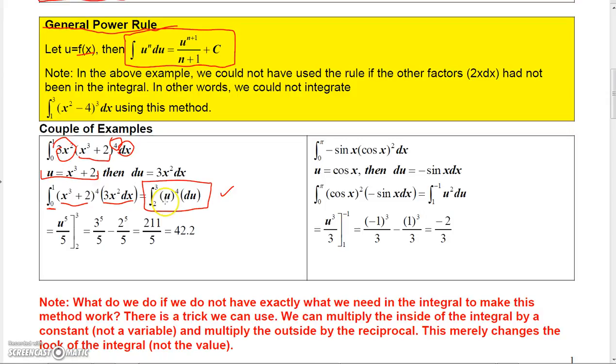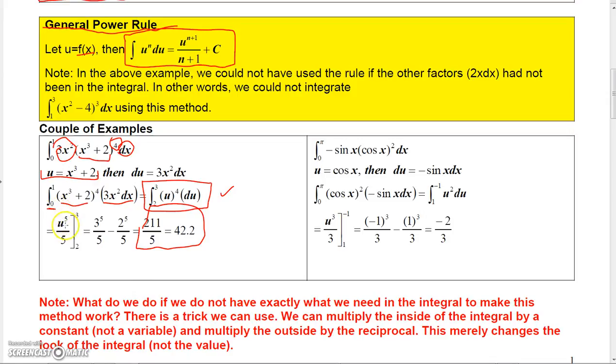And now we can integrate u to the fourth du using this power rule up here, and we get u to the fifth over 5. And then you can evaluate that from 2 to 3. And so you get 3 to the fifth minus 2 to the fifth. And then you can use a calculator or whatever you need to finish that evaluation using the fundamental theorem of calculus.